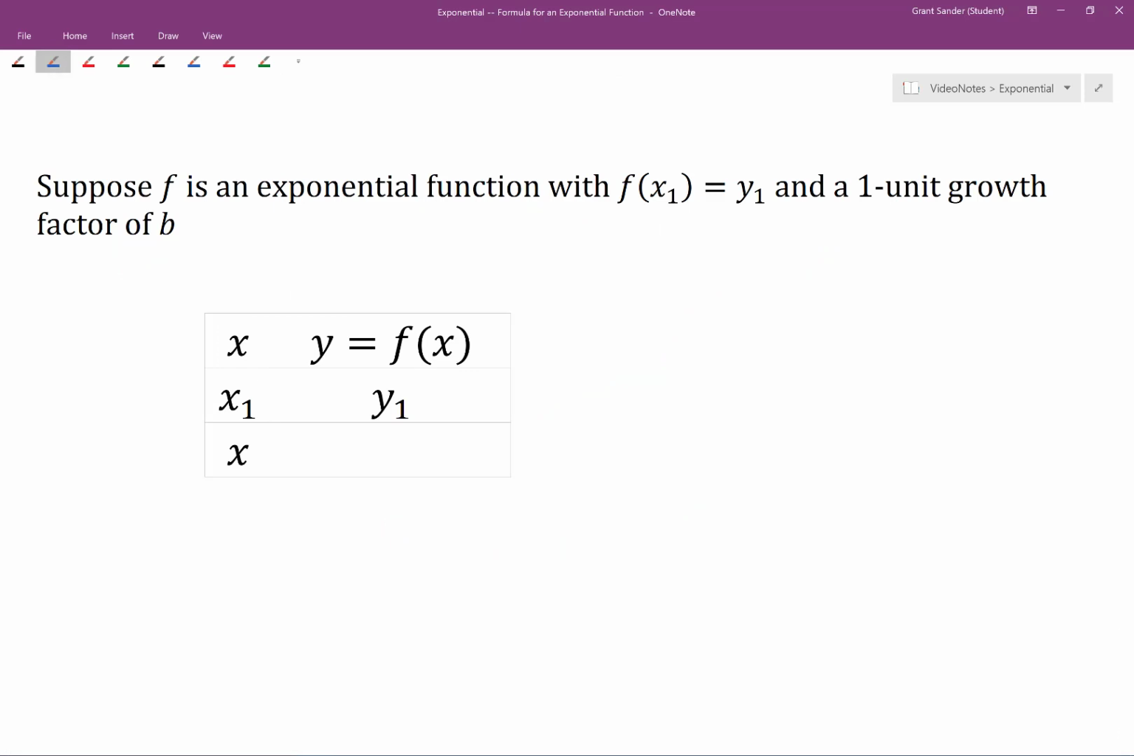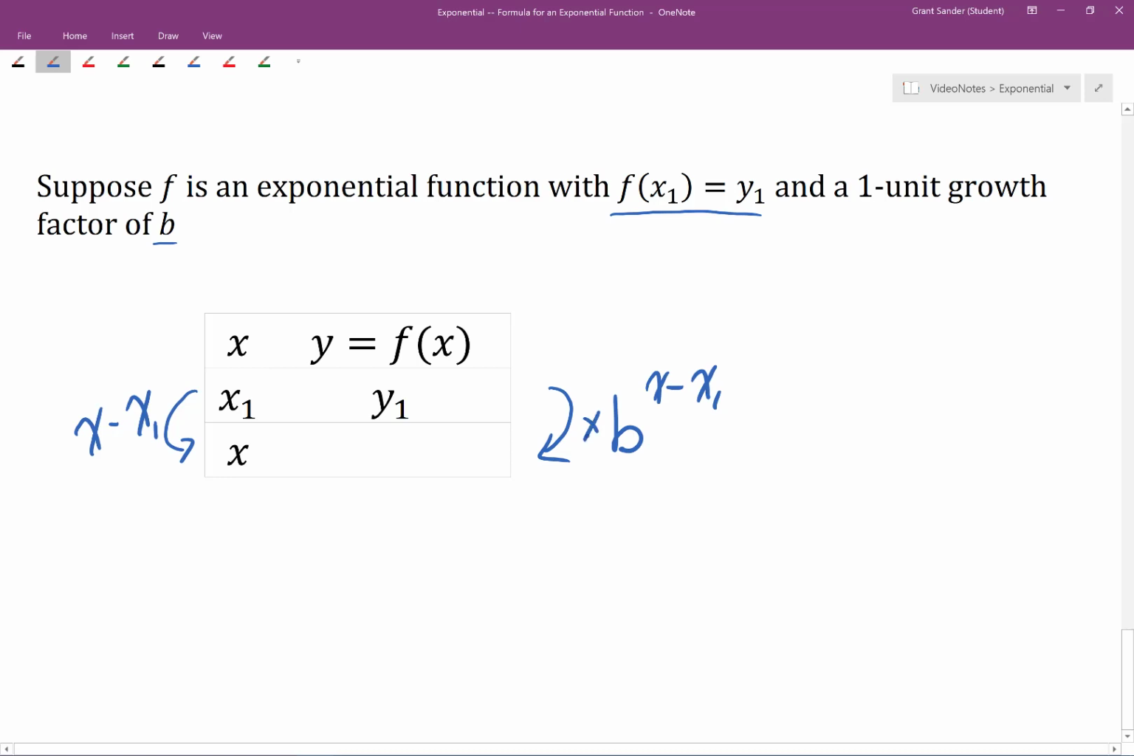Let's generalize that previous way of thinking. Suppose f is an exponential function with f of x1 equal to y1, and we have a one-unit growth factor of b. If x varies from x1 to its new value of x, that's a change of x minus x1. And our x minus x1 unit growth factor is b to the x minus x1. So anytime x changes by x minus x1, then y will become b to the x minus x1 times as large.